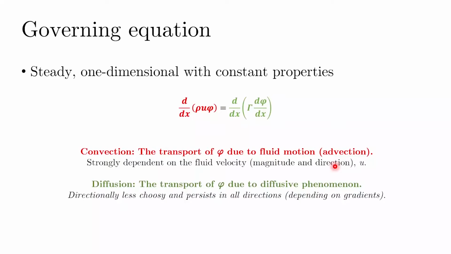Whereas on the other hand, the diffusion is transport of phi, again the transport of phi, but due to diffusive phenomena. And the diffusion here, I'm saying it's directionally less choosy. It is a little bit choosy, but it depends on the gradients. So if there are gradients in phi, so let us say phi is temperature, then if there is a gradient in temperature, then heat would just flow. That we all know from personal experience. So the convection was dependent on the fluid velocity, whereas the diffusion is dependent on the gradients.